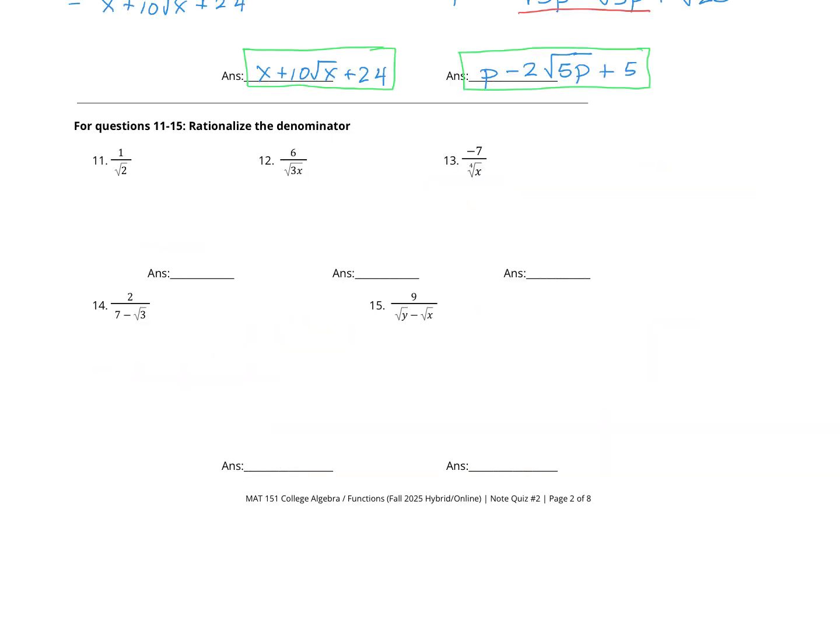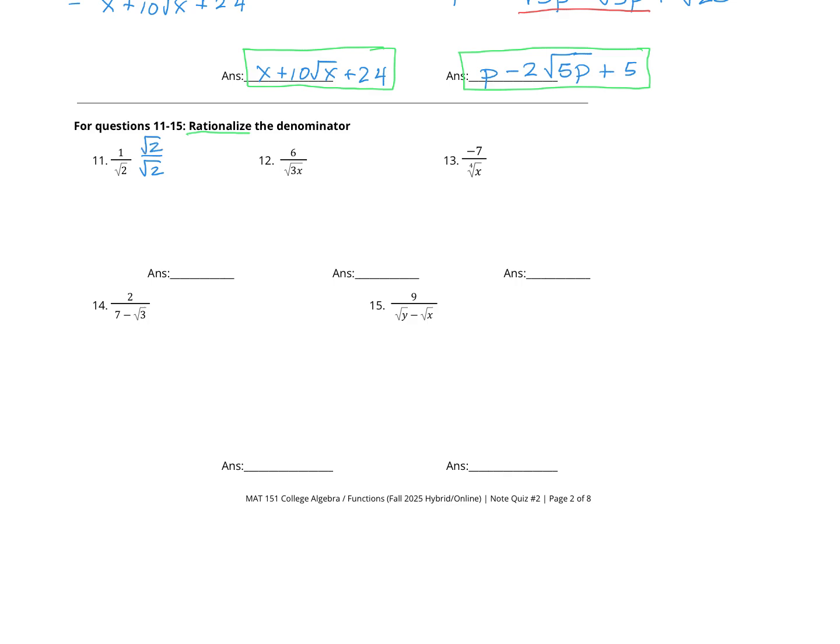Okay, for our next group of problems, our goal is to rationalize the denominator. And rationalizing means that we want to rewrite the given expression without a radical in the denominator. So to do that, it's actually very simple for the first problem. We want to turn the square root of 2 into a nice, clean whole number or integer. So we're going to multiply by the square root of 2 over the square root of 2.